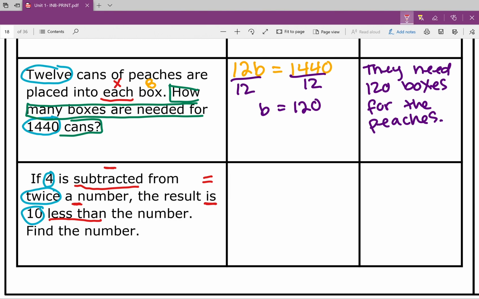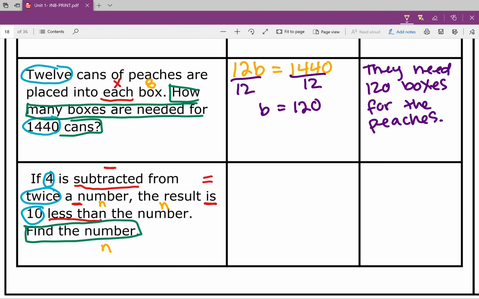Our next step is to box our question. Our question at the bottom is just find the number. Okay. Then we have to write our equation. Before we write our equation, we need to find out what the variable is, what we're looking for. In our question, it says find the number. That means we're looking for number. So anywhere we see number, we're going to put an N.